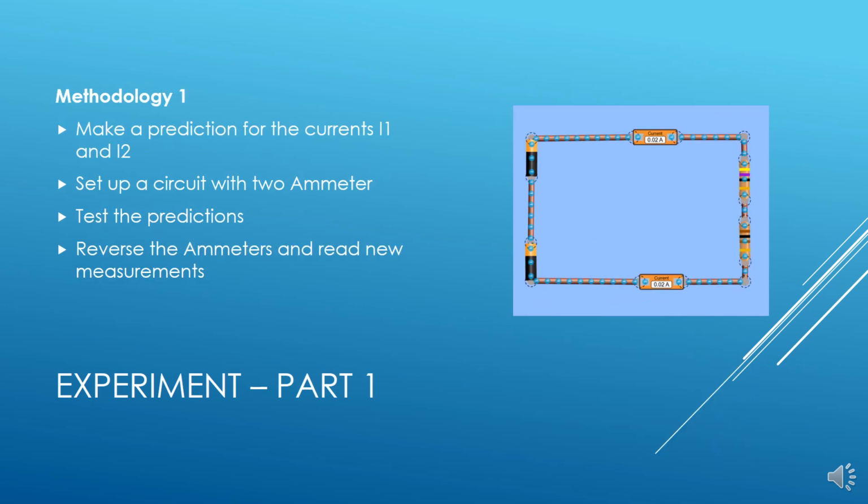Part 1 of this experiment, methodology 1, was to make a prediction of the currents I1 and I2, set up a circuit with two ammeters, and test the predictions, then reverse the ammeters and read the new measurements.